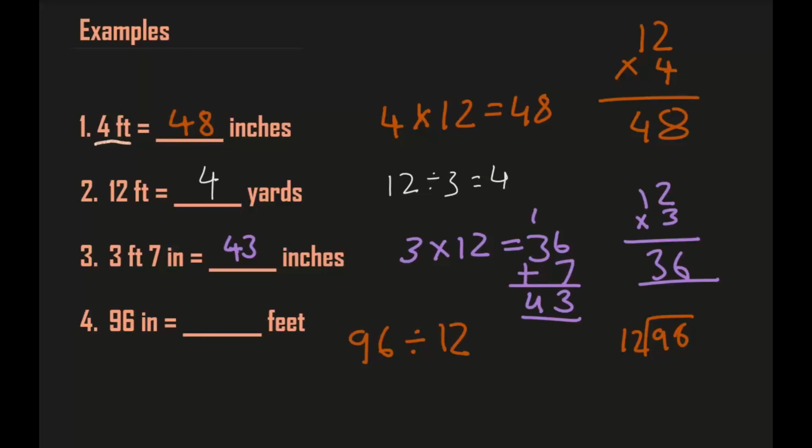So what we can do is just do 12 times 8, because 12 times 8 is 96. And we have nothing as a remainder. So that means 96 inches equals 8 feet. So there we go. That's how you do these kinds of problems.